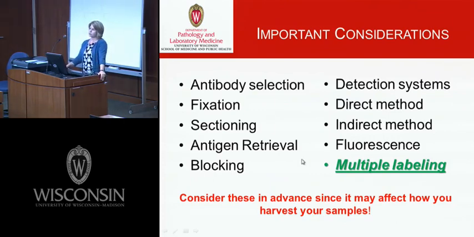Things to consider, which won't be discussed in detail here, but are things for investigators to think about in advance, are what types of antibodies you will be using, the fixation method, and the type of sectioning you're interested in, etc. Also the detection systems, whether they're direct or indirect, whether you're performing fluorescence, and whether you're interested in multiple labeling or multiplex immunohistochemistry or immunofluorescence. This is something we'll talk about in the next section. These are important things to consider because they will affect how you harvest your samples.